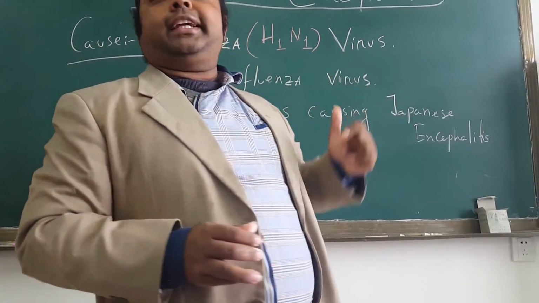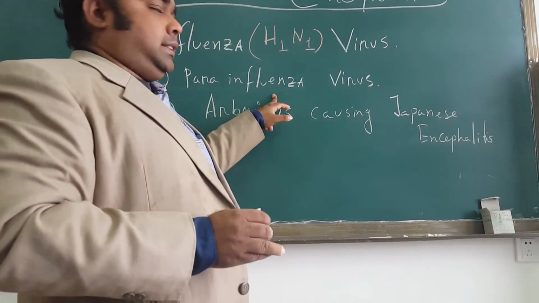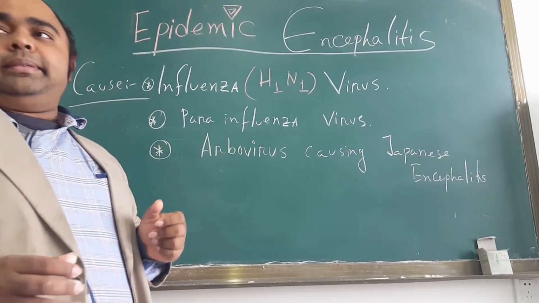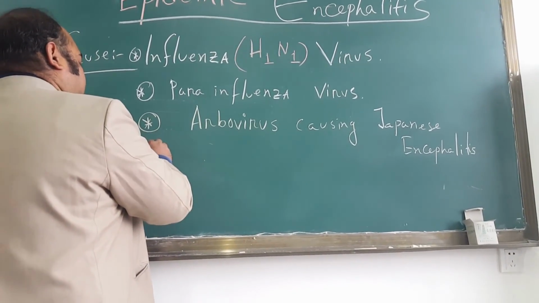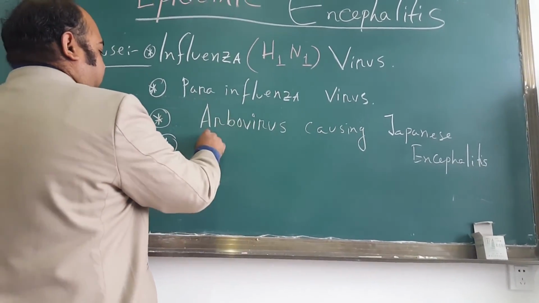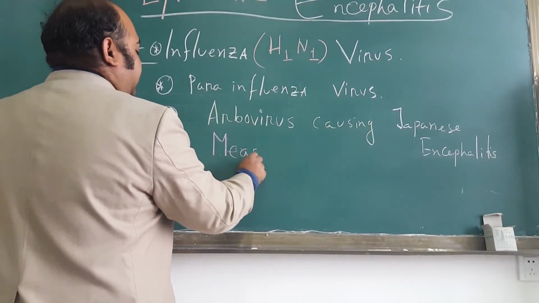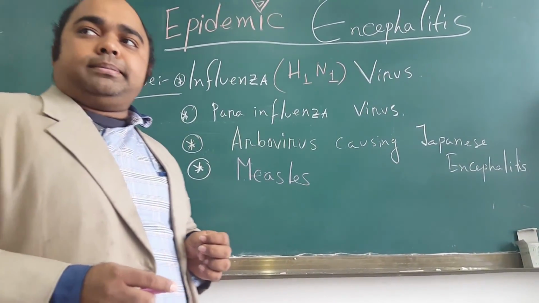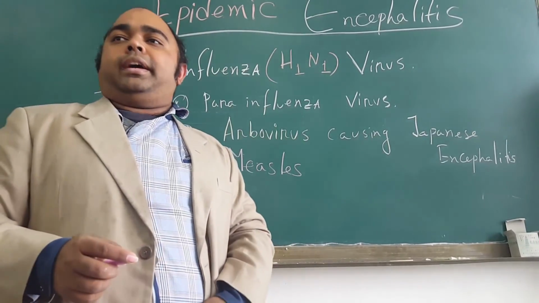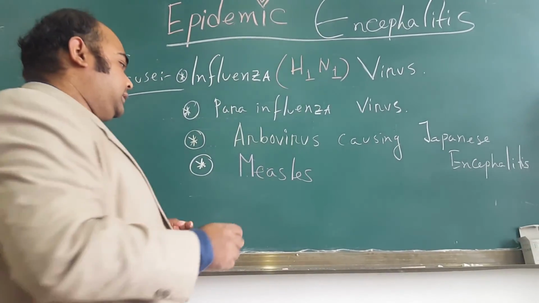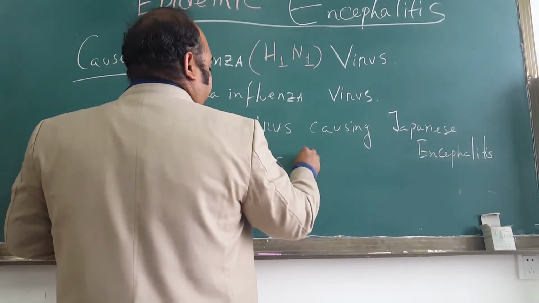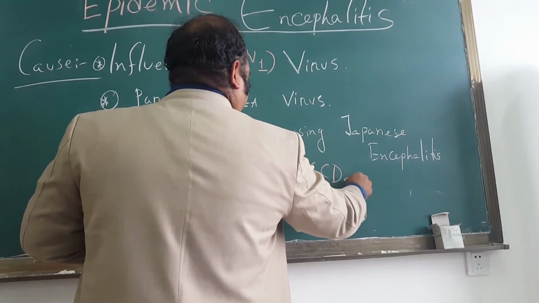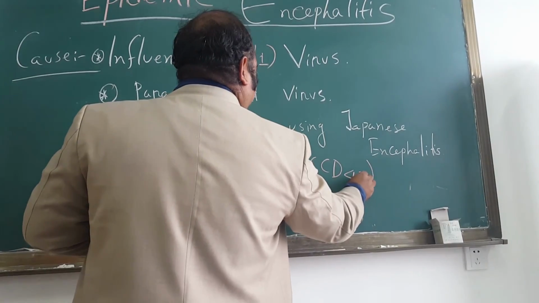So influenza can cause encephalitis. Para-influenza virus also can cause encephalitis. Arbovirus also can cause Japanese encephalitis. Another very important cause is measles. Nowadays measles is less because of vaccination, as you already know. You know what the vaccine is? Measles, mumps, rubella vaccine, MMR. So nowadays people rarely have measles. So measles virus, especially, which one? CD45.